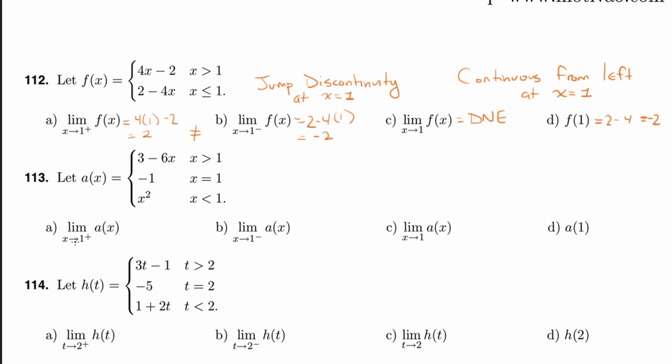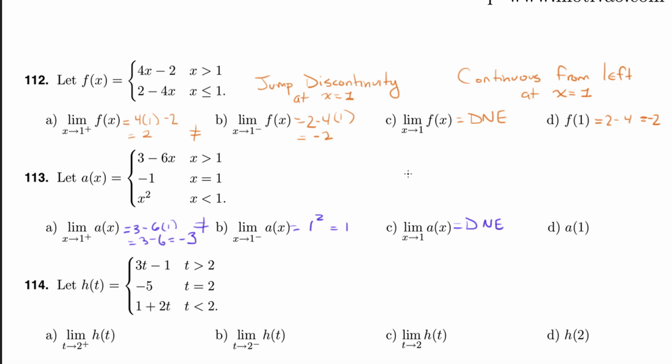Again, if you're looking for x approaches 1 from the right, you're looking for the inequality that says x greater than 1. In this case, the first one. So 3 minus 6 times 1 is 3 minus 6, which is -3. If you're looking for when x approaches 1 from the left, you plug it into the inequality that says x less than 1. So you plug it into this one. 1 squared, which is just 1. Again, since these two are not equal, then this limit does not exist.